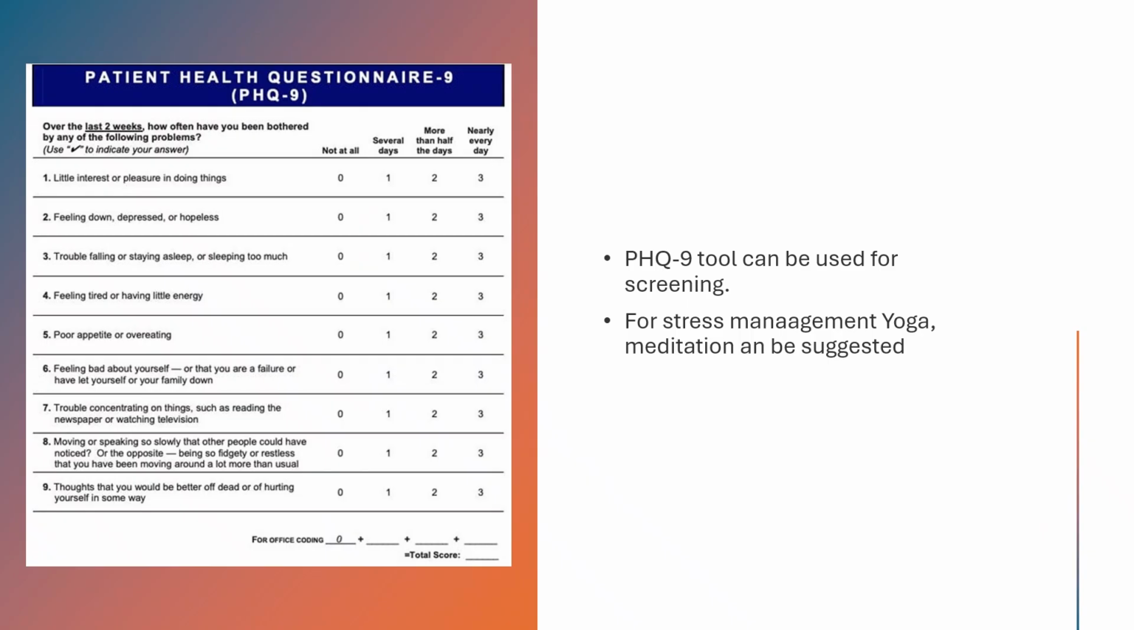For mental health screening, you can use the checklist suggested by NABH, the PHQ-9. This is the tool. This form can be used for mental health screening and can be produced as evidence during the NABH assessment. For stress management, the patient can be suggested yoga, meditation and so on.